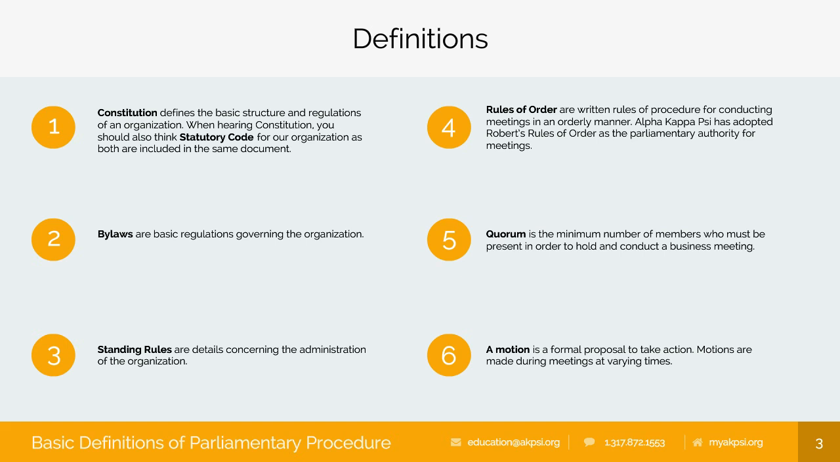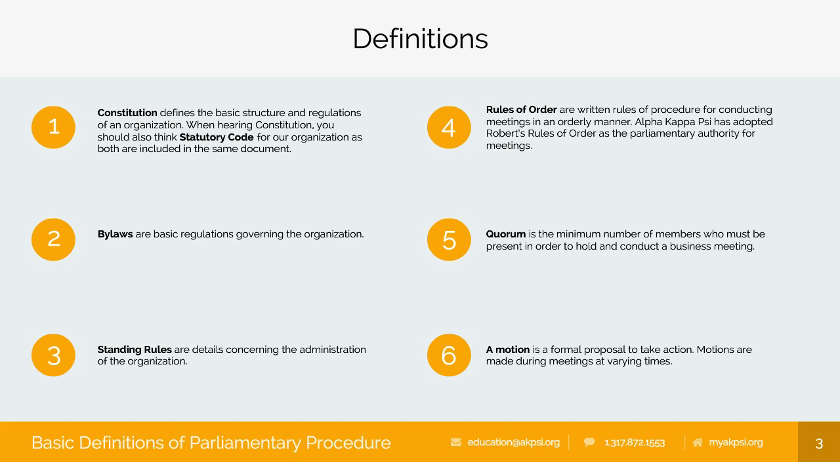A constitution defines the basic structure and regulations of an organization, including name, purpose for existing, membership, qualifications, etc. All organizations have constitutions, including Alpha Kappa Psi. When hearing constitution, you should also think statutory code for our organization, as both are included in the same document.